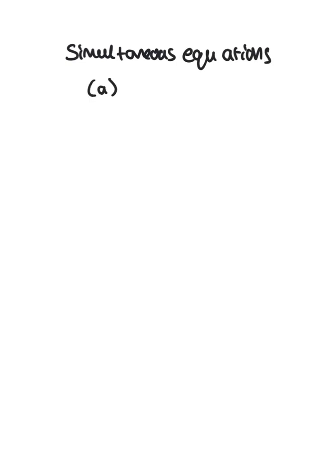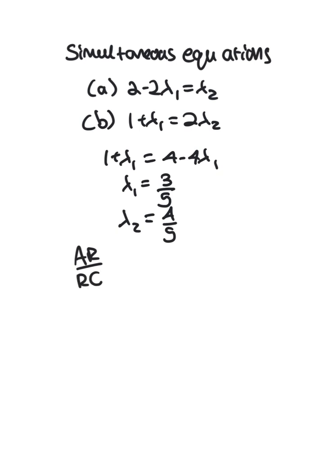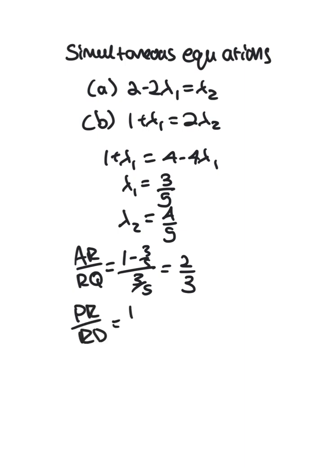This gives us a system of simultaneous equations that we can solve by substitution. 2 minus 2 lambda 1 is lambda 2, and 1 plus lambda 1 is 2 lambda 2. By substitution, we get 1 plus lambda 1 is 4 minus 4 lambda 1, which gives us lambda 1 is 3/5. And then by substituting this into equation B, we get lambda 2 is 4/5. We can then use this to calculate our ratios. AR over RQ is therefore 1 minus 3/5 over 3/5, which is 2/3. And PR over RD is 1 minus 4/5 over 4/5, which is 1/4.